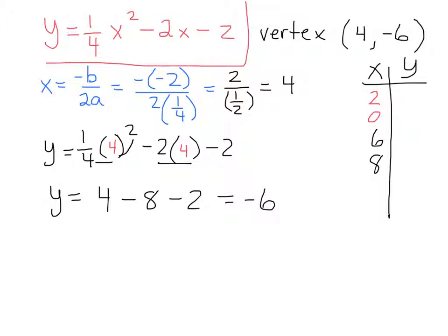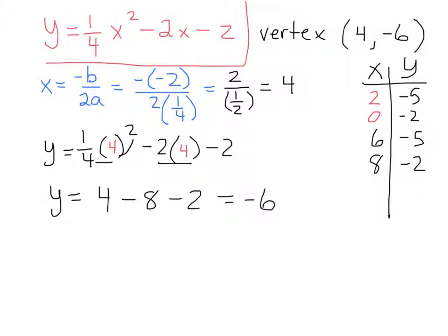Okay, who's got what you get when you plug in 2? Negative 5 is correct. Who's got when you plug 0 in? Negative 2 is correct. Y'all both can sit down. Who else has 6? Okay, what's 6? Negative 5 is correct. Who's got 8? Good. If you answered correct, you can sit down.